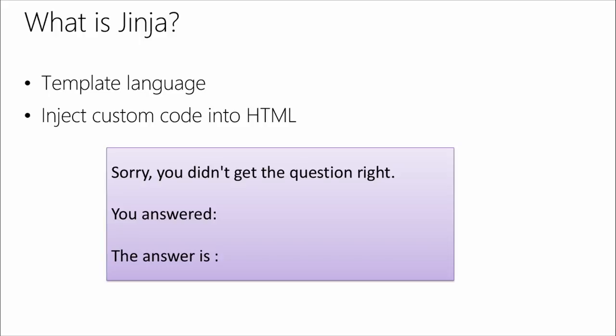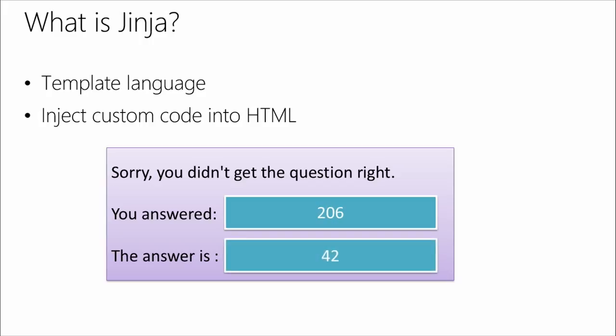But here's the thing, of course. If I say, sorry, you didn't get the question right, then we're going to need to be able to display what they answered and what the correct answer is. So I need a way, placeholders. Yeah, so my Python code needs a way of saying, hey, when you display that HTML back to the user, can we pass some values back to display on that page? That's exactly it. And so that's what Jinja allows me to do.